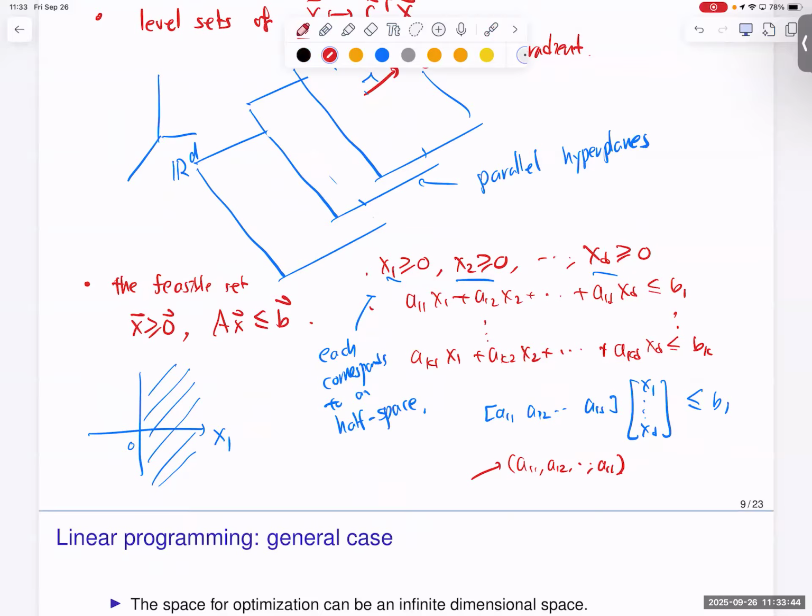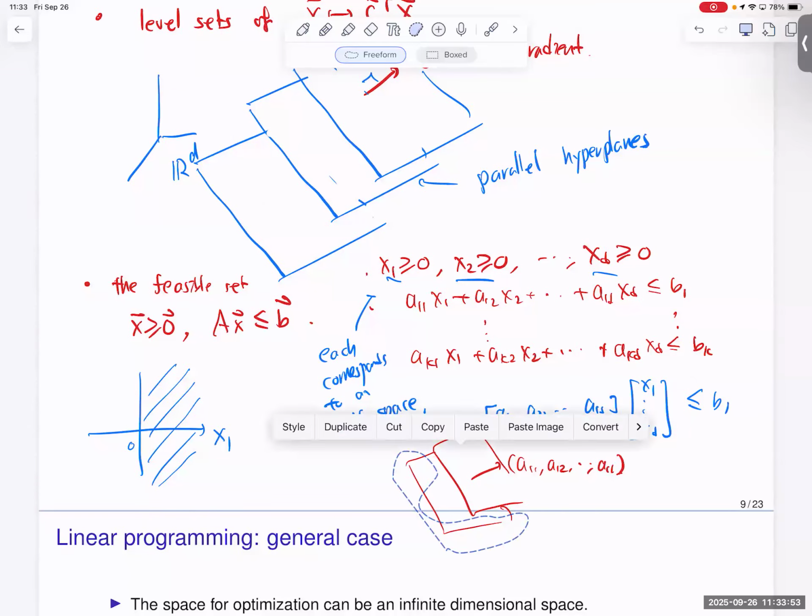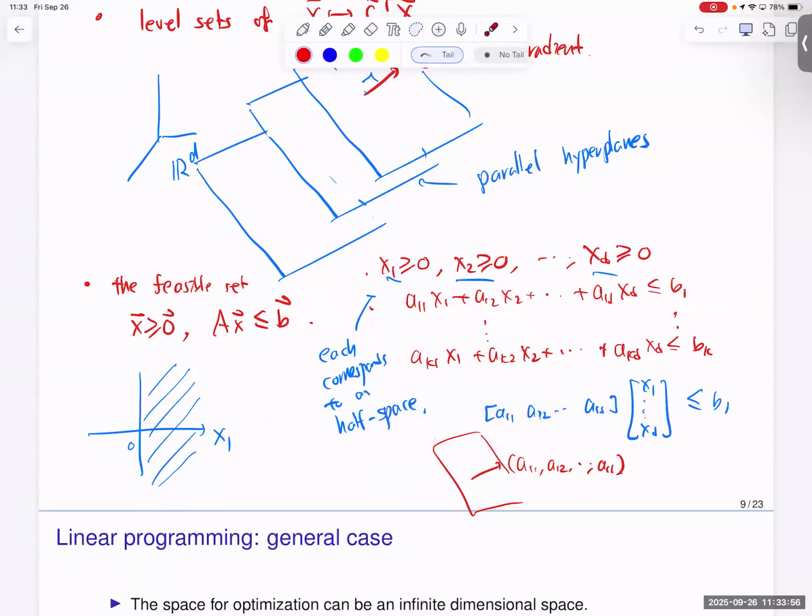looking like this kind of hyperplanes, right? But then this condition that the value is less than or equal to b1, the corresponding set should be what? So you first pick the equality case. Equality case is a hyperplane. Okay, so this is a hyperplane.